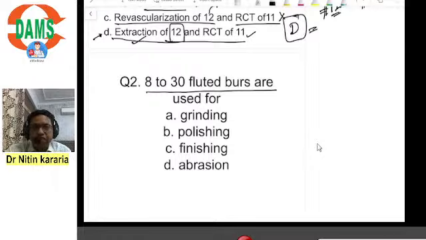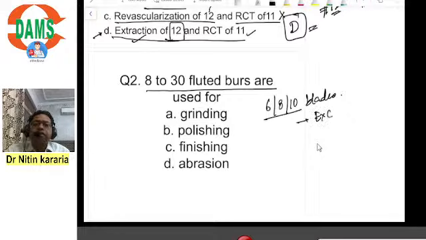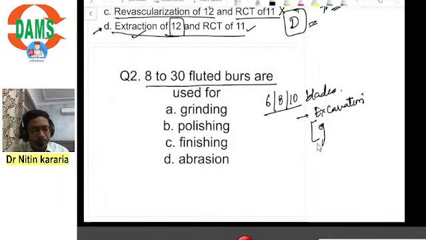number of blades. And a burr which has got 6, 8 or 10 number of blades is generally used for excavation of tooth structure. When a burr has got 6, 8 or 10 number of blades, it is used for excavation of the tooth structure. Excavation is also called grinding of the tooth structure. Cutting of the tooth structure, grinding of the tooth structure.